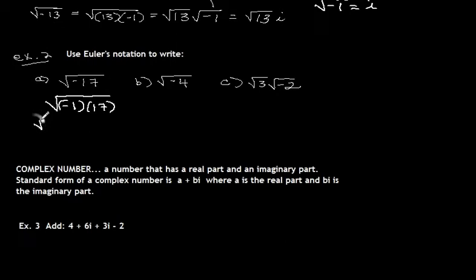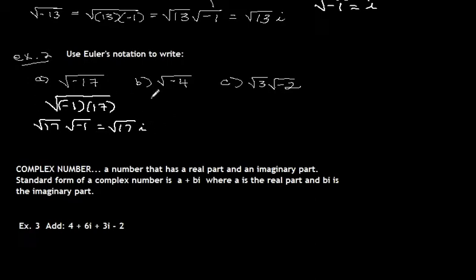This would be the square root of 17 times the square root of negative 1, and that would be the square root of 17i. Just when you do this, make sure you write your i outside of the radical, make sure it's not close enough that it looks like it's inside. And in this book, they always put the i to the right, not to the left.